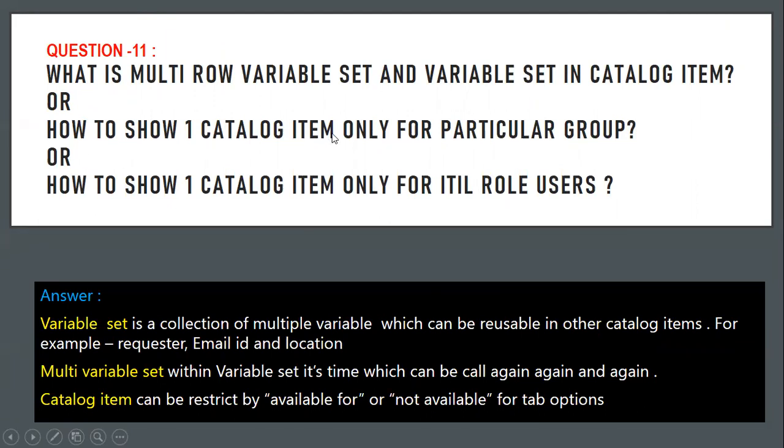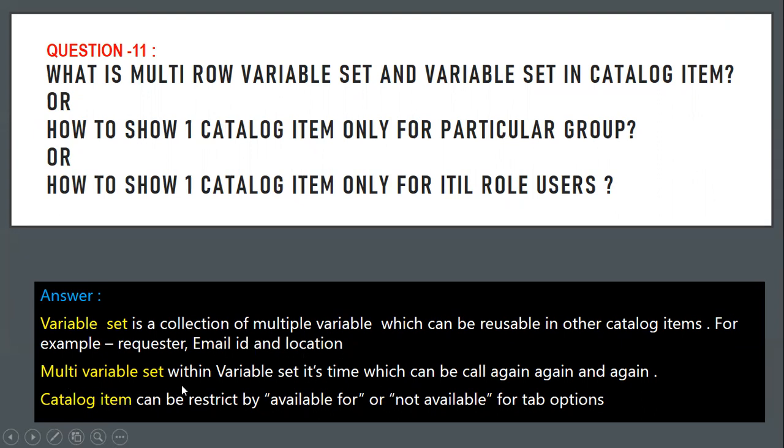How to show one catalog item only for a particular group? How to show one catalog item only for ITIL roles? So it is restricted for the users and it's asking for particular groups. The first answer would be variable sets. It is a collection of multiple variables which can be reused in other catalog items. Correct. For example, requester, email ID, and location.